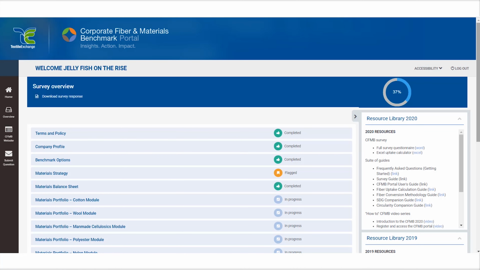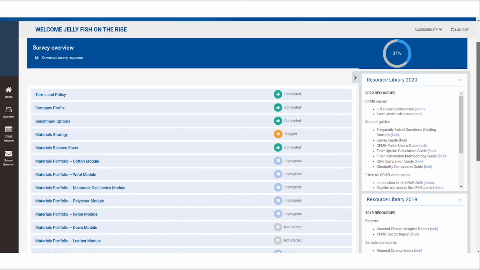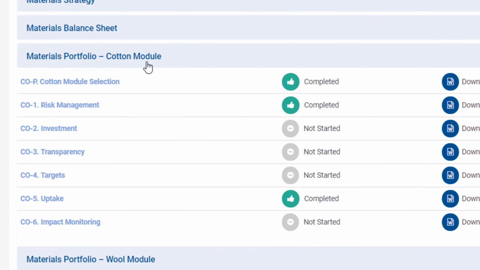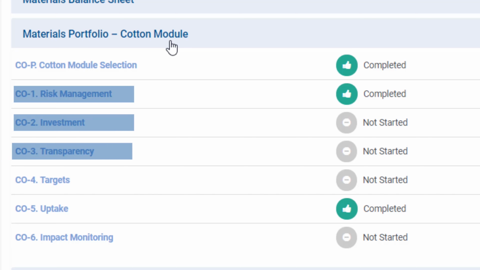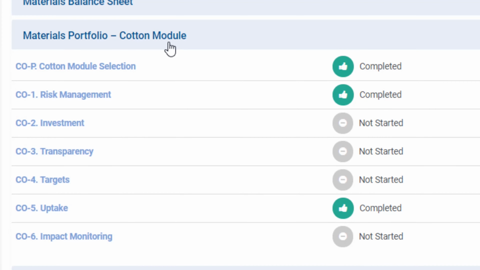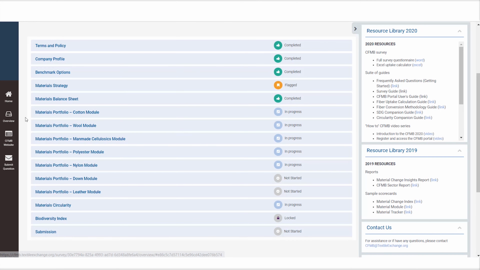Once all priority thresholds are finalized and you have identified all priority materials for your survey this year, Materials Balance Sheet 4 will trigger the survey to unlock your applicable material modules. The material modules are sections in the survey which ask detailed questions on the risk management, investment, transparency, targets, uptake, and impact monitoring of a specific material type. For the 2020 survey, we've introduced generic material modules. If you selected that you used other fibers or other non-fibers, you're able to report on your company's engagement on other materials such as linen, hemp, cashmere, or rubber. It is worth noting that generic modules are not required for MCI scoring.